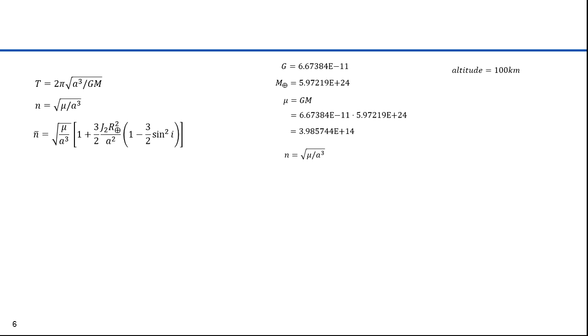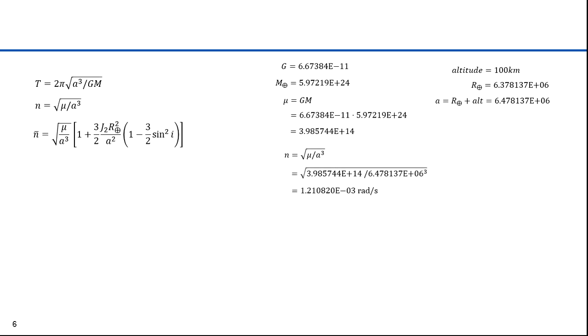Let's put the satellite at an altitude of 100 kilometers. I picked this low altitude because the perturbations are more pronounced. Here's the radius of the Earth at the equator. A, the semi-major axis, is Earth radius plus the altitude. Now we can plug in values for the mean orbital velocity. Here's what that comes out to.